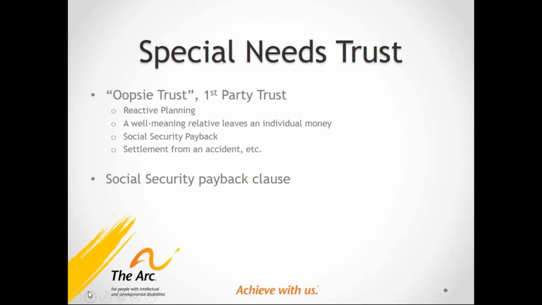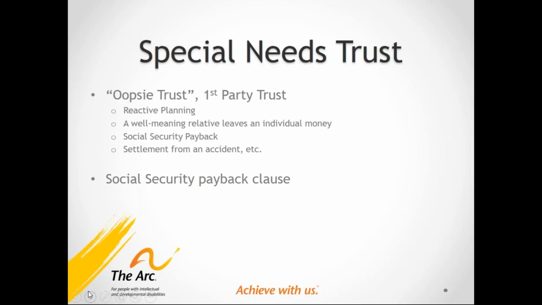Oops, you have that money in your name, you can't. So we're going to develop a special needs trust. Then we're going to put that money in the special needs trust. So it's reactive planning, and it's a way for your child to still have access to that money and not have it affect their benefits. So again, special needs trust, first party trust. First party is your child.